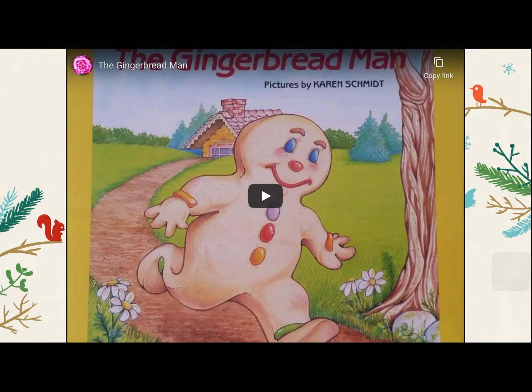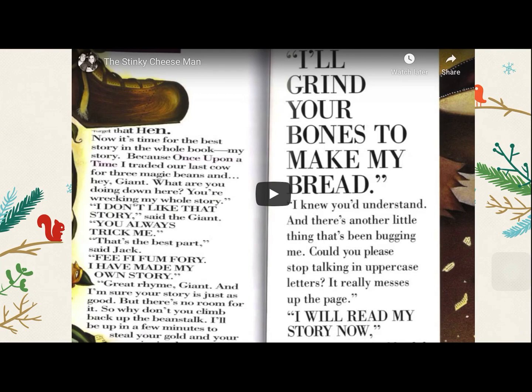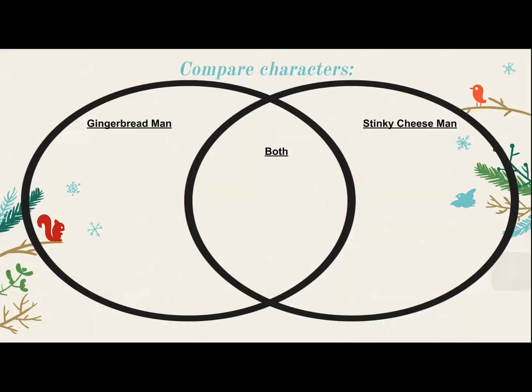So, you need to have watched the Gingerbread Man and the Stinky Cheese Man in order to understand this lesson. So if you haven't done that, go back and find those on today's page.